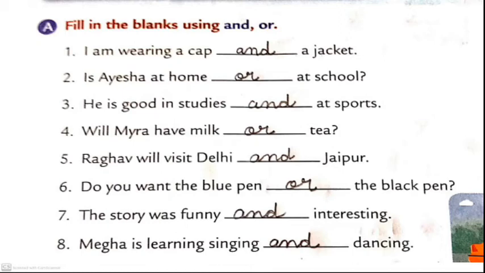Second, is Aisha at home dash at school? What we are going to use here? We are going to use here or. Students, Aisha cannot be at both the places, that is home and school. She can be only at one place. So that is why choice is there, so that is why we have used or. Rest you can do by yourselves and then check the answers from the answer key.